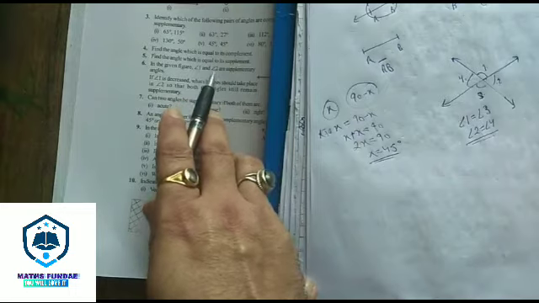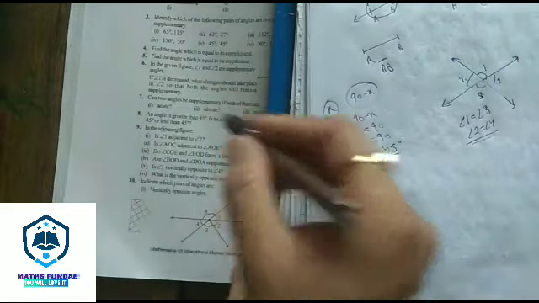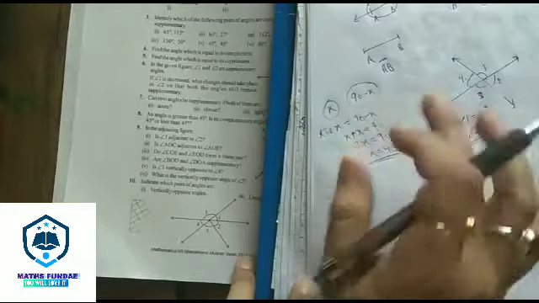Likewise for question number 5, find the angle which is equal to its supplement. So let one angle be x, the other angle will be 180 minus x. Then according to the question, x equals 180 minus x. So likewise you can solve it.